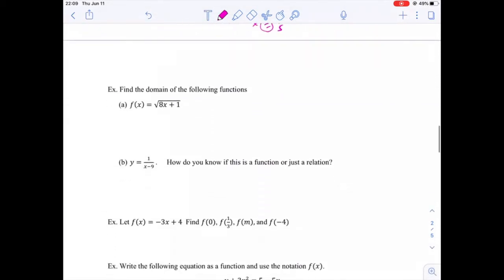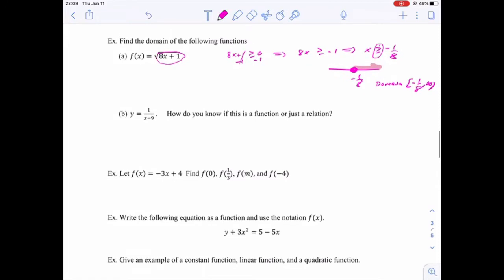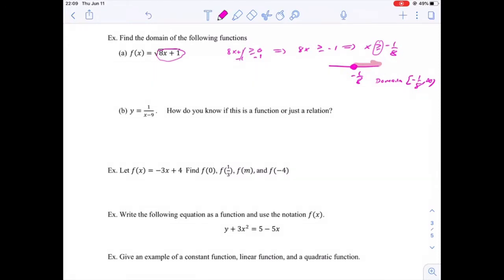Now let's take some exercises. Now for this function, we want to find the domain. We already solved a similar problem. Since we have a square root, we look at the expression inside the square root. We want this to be greater than or equal to 0, and we solve for x. We solve this inequality. So we divide by 8, we get x greater than or equal to negative 1/8. So this point here is negative 1/8. It's closed because we have equality. Greater than or equal to means to the right. That means the domain is negative 1/8 to infinity.